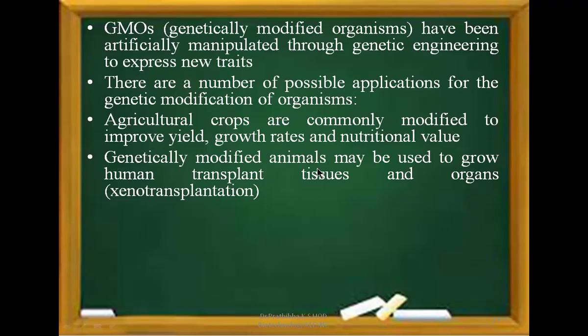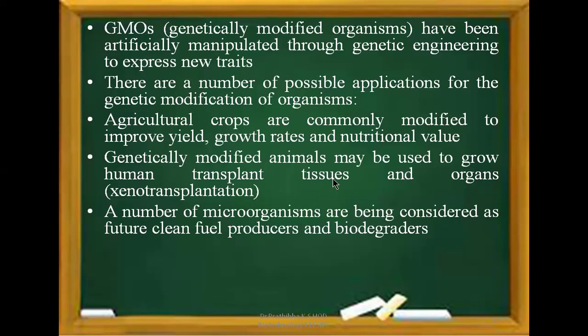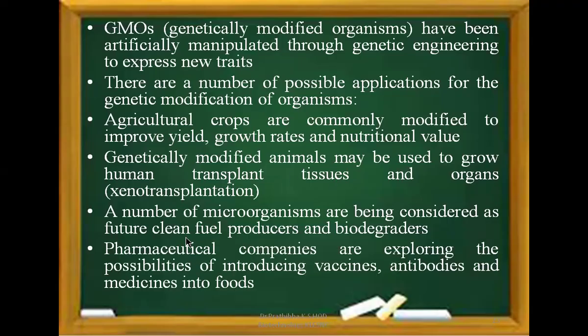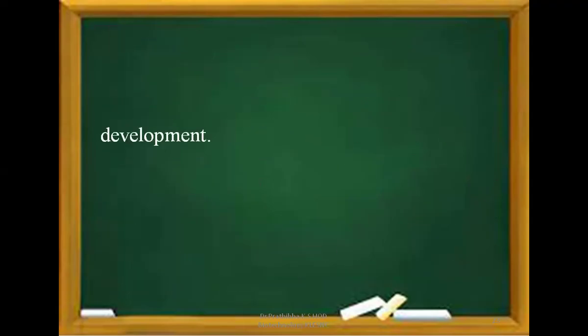Then genetically modified animals may be used to grow human transplant tissues and organs, that is xenotransplantation. Then a number of microorganisms are being considered as future clean fuel producers and biodegraders. Pharmaceutical companies are exploring the possibilities of introducing vaccines, antibodies, and medicines into foods. So these are some of the applications of biotechnology through genetically modified organisms.